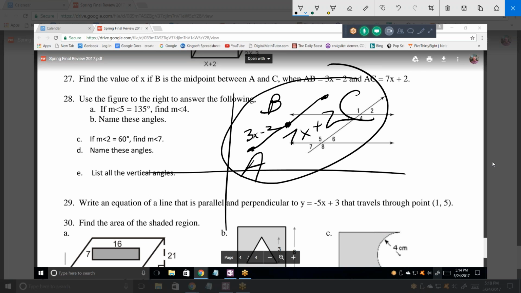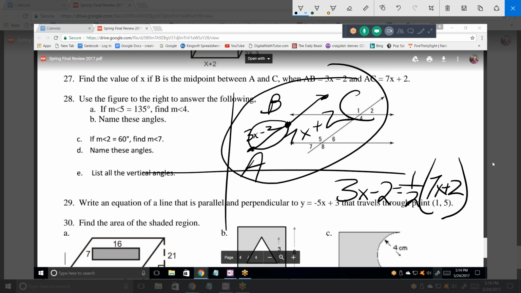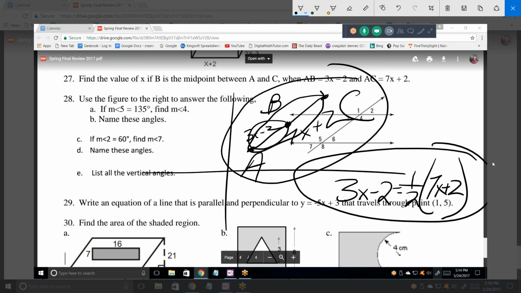Right? Well, let's say that. 3x minus 2 is 1/2 of the quantity 7x plus 2. That has to be a true statement, right? In other words, if B truly is the midpoint, well then that distance is half of this distance. And that's what I'm saying when I say 3x minus 2 equals half of 7x plus 2. Now we have an equation we can solve. What's the best first step?